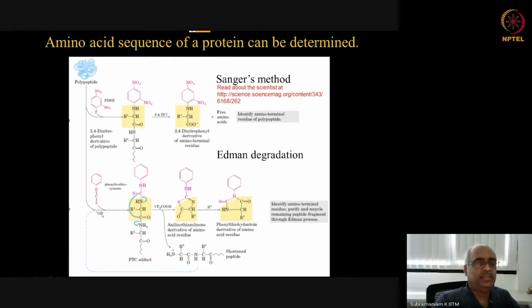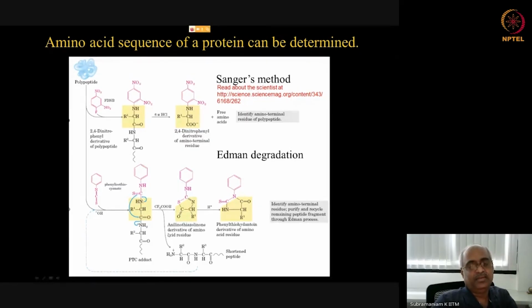So here, instead of FDNB, he uses phenyl isothiocyanate. This is cyanide, and with an oxygen it would have been cyanate, and since it is sulfur, it is thiocyanate, and it has a phenyl group, so it is phenyl isothiocyanate, or commonly PTC. PTC forms an adduct with the amino group, and then through electron flow indicated by these arrows, it cyclizes. This peptide bond gets hydrolyzed and forms a link with this sulfur, and this is the thiazolinone derivative of the N-terminal amino acid.